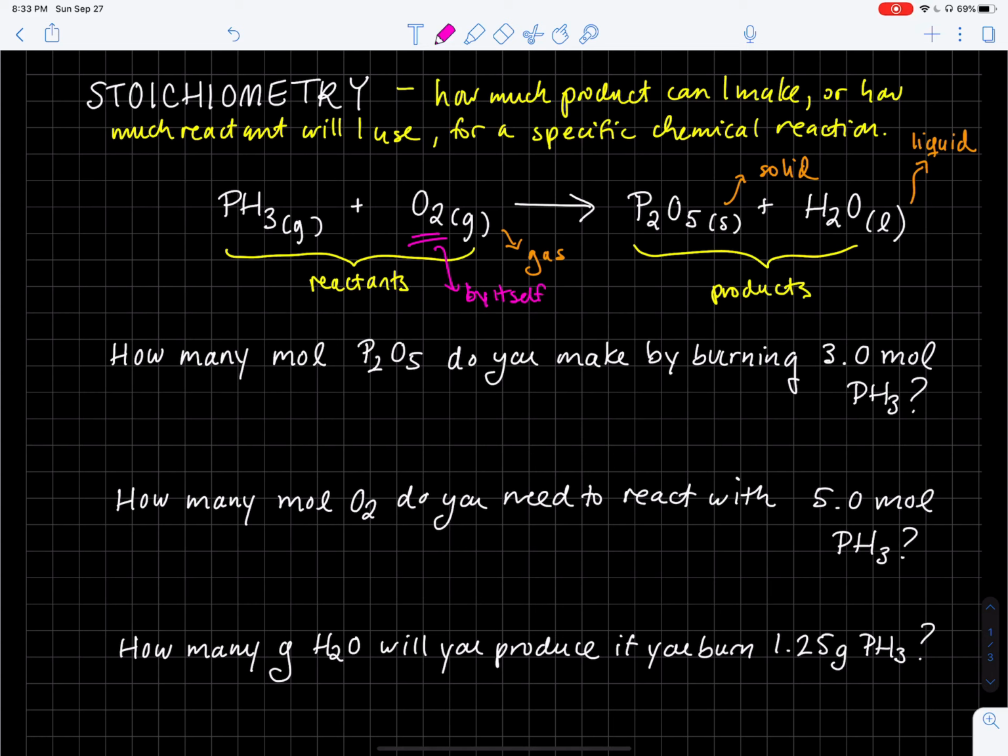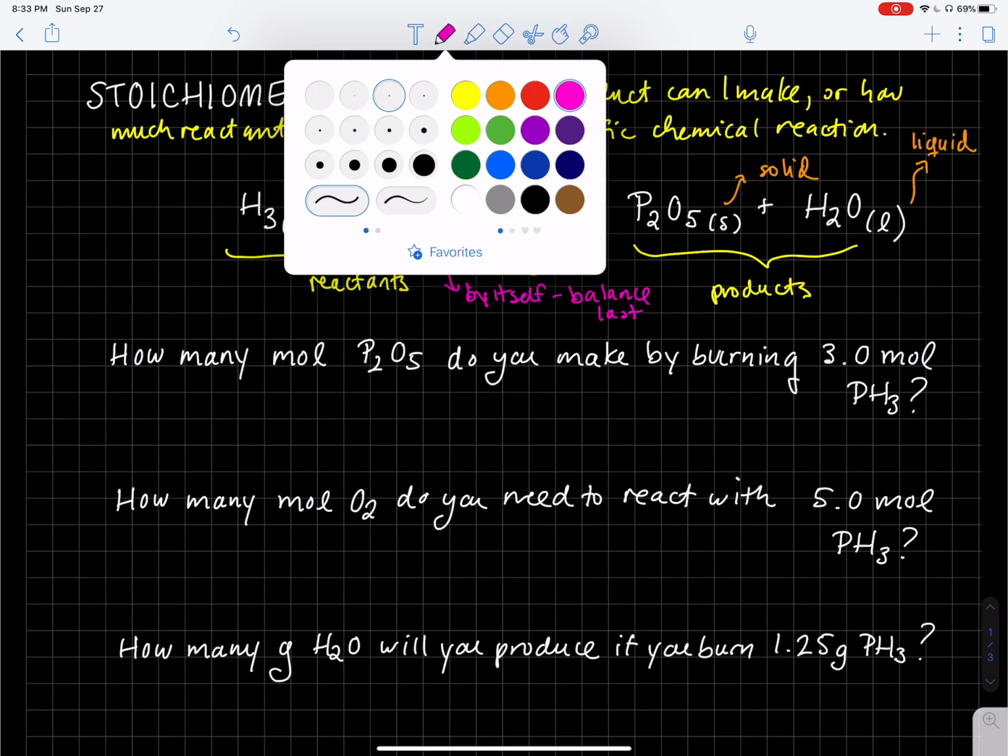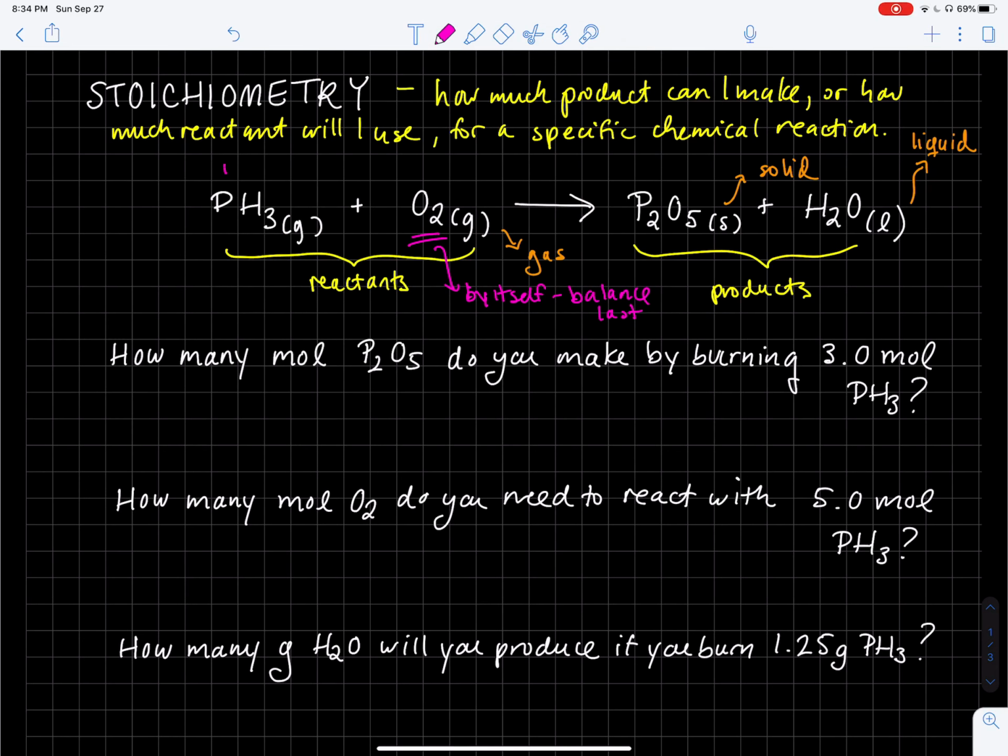And so the trick is, let's balance this one last, because if we change how much oxygen we have, it won't mess up anything else. All right, so we balance an equation with coefficients. So for instance, if I start with phosphorus, I have one phosphorus on this side, and I have two here. I can't create phosphorus, so I'm going to go ahead and put a 2 here in front of my PH3. Now I have two phosphorus atoms, and so that's good.